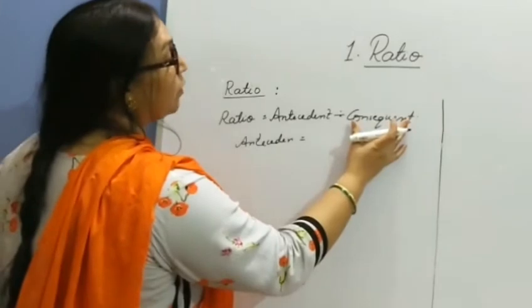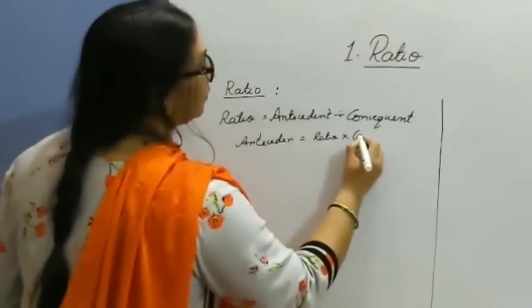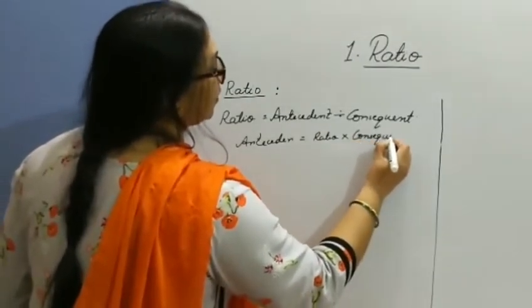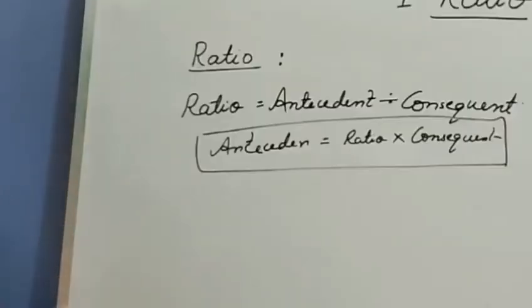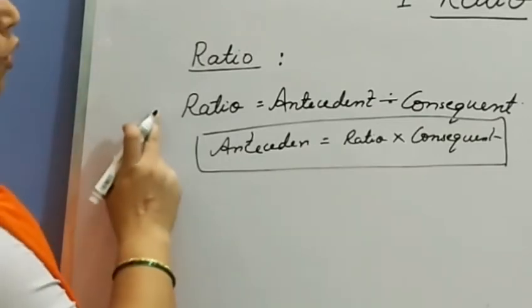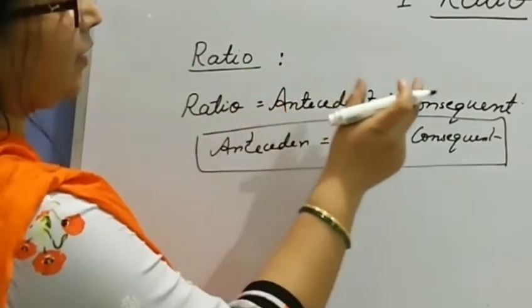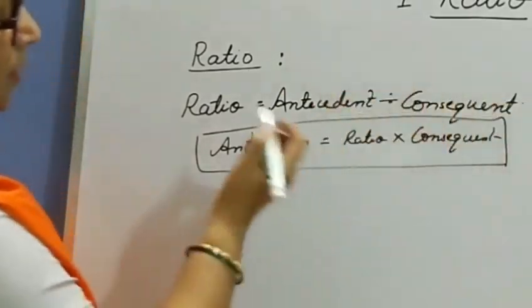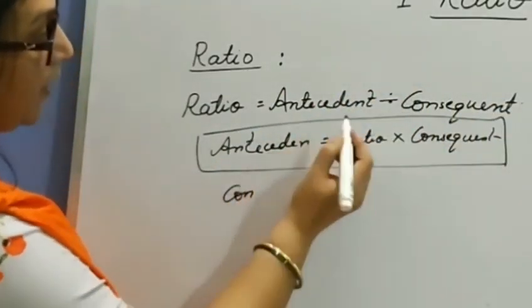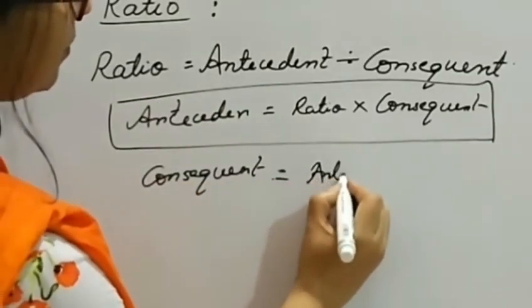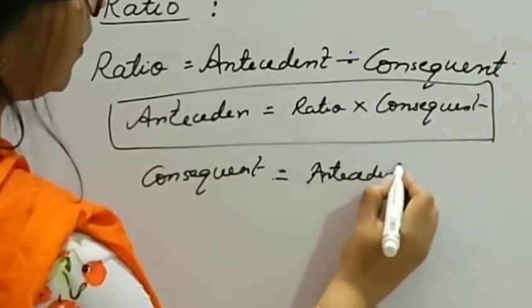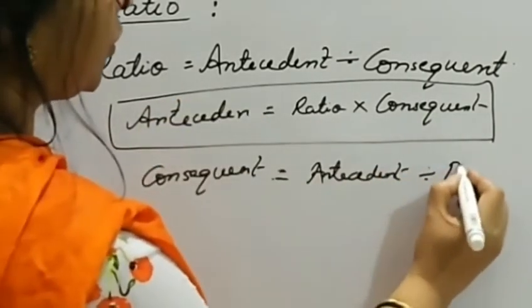When you transpose consequent to the other side, division converts to multiplication. It means antecedent equals ratio into consequent. Second possibility, you are provided the value of ratio and antecedent and asked to find the value of consequent. So frame the step to find the value of consequent. Consequent equals antecedent divided by ratio.